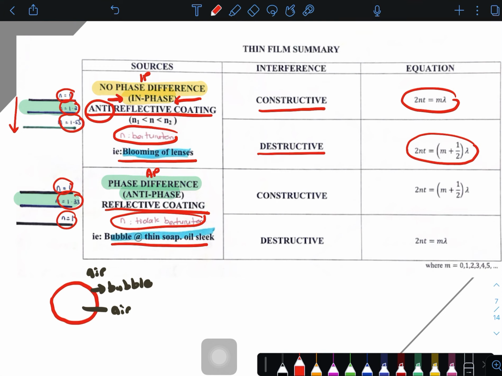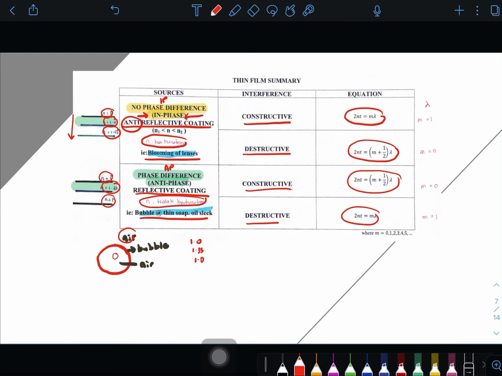Why bubble or thin soap is anti-phase? Because air dekat luar, the bubble is the thin film, dekat dalam bubble ada lagi air. So dia ialah 1.0, 1.33 for example, and 1.0 back. So they are anti-phase. Okay. For anti-phase constructive, 2NT equals to M plus half lambda. For destructive, 2NT equals to M lambda.